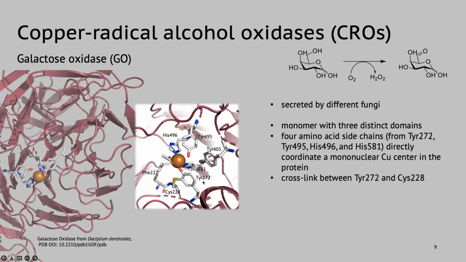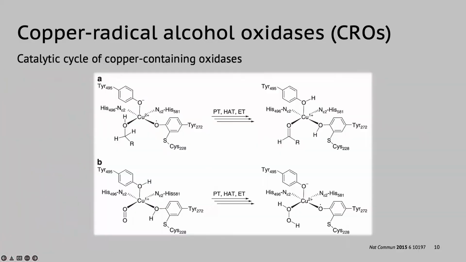Such a bond is formed post-translationally and is necessary for the reaction cycle of galactose oxidases, as we can see if we look at the catalytic cycle of a copper-containing oxidase. So since only a single copper ion is found in the active site, it seems surprising that a two-electron transfer can occur. And this is explained by the presence of a tyrosyl radical unit in the protein active site. It acts as a second redox center during the catalytic cycle.